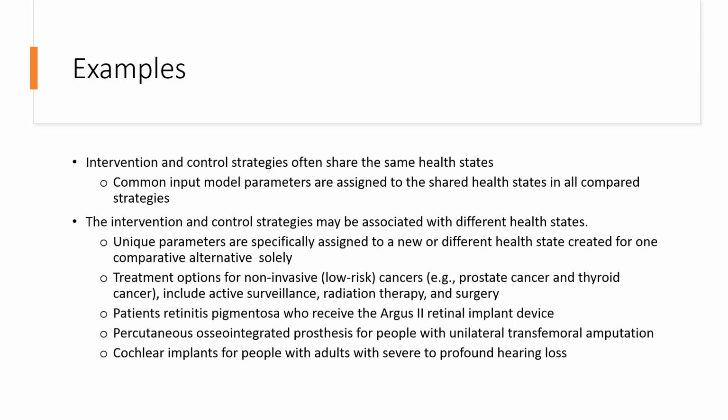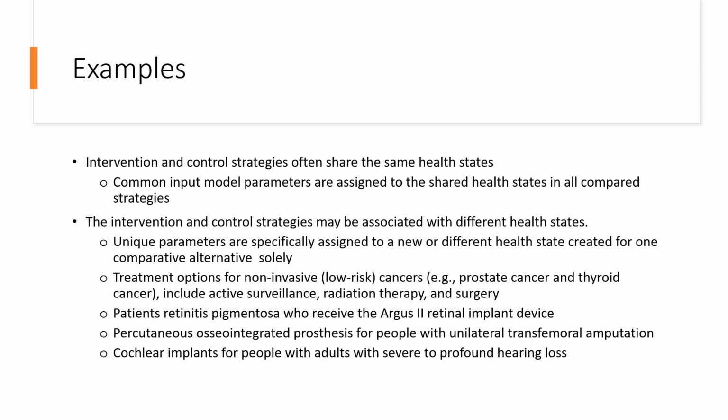However, in some cases, the intervention and control strategies may be associated with different health states. In this case, unique parameters are specifically assigned to a new or different health state created for one comparative alternative solely. For instance, treatment options for non-invasive, low-risk cancers, prostate cancer and thyroid cancer, include active surveillance, radiation therapy, and surgery, radical prostatectomy and thyroid surgery.